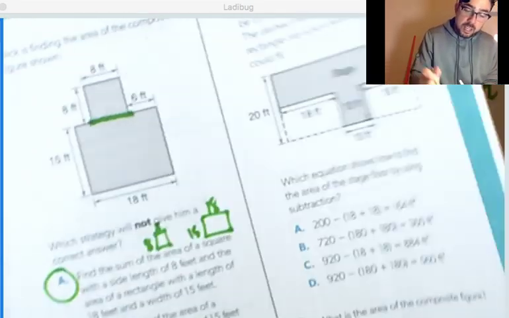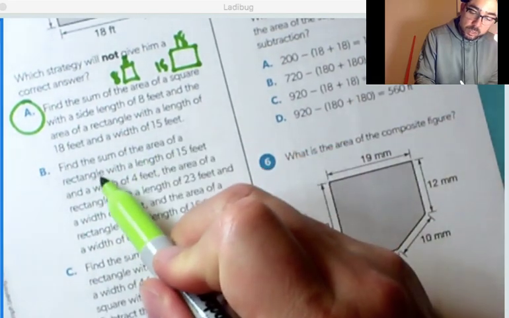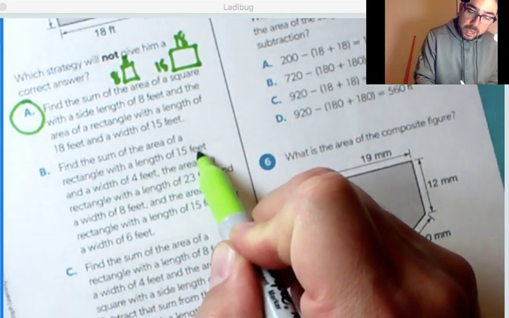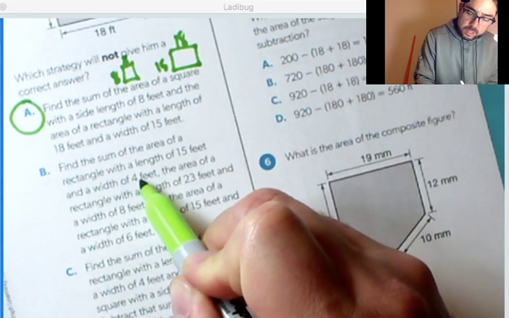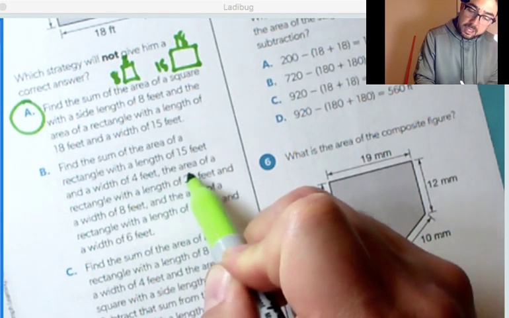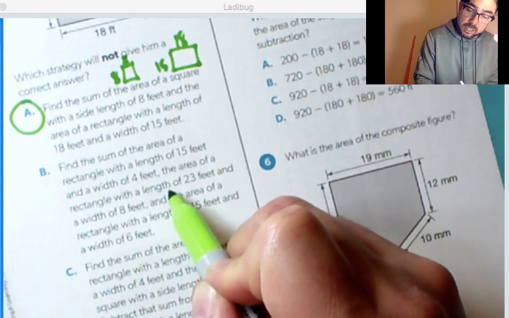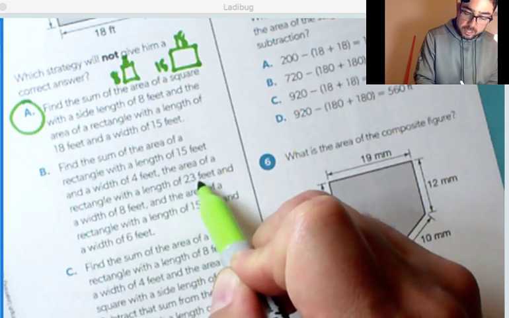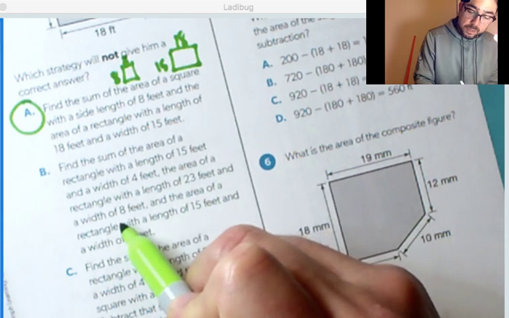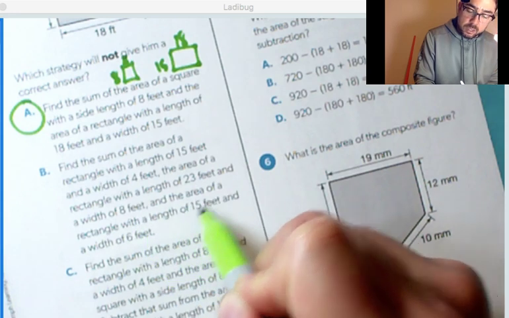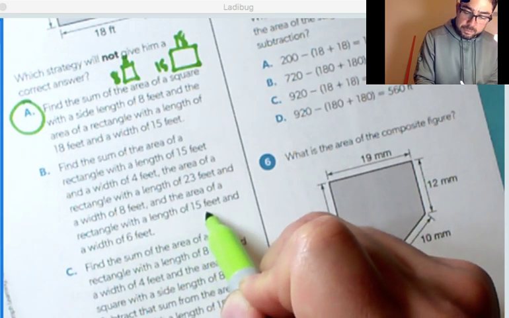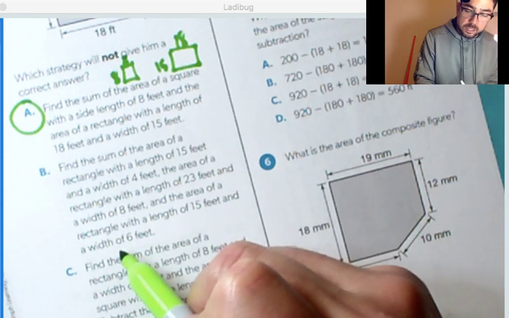B, find the sum of the area of a rectangle with the length of 15 feet and a width of 4 feet. So that's kind of suspect. And then the area of a rectangle with the length of 23 feet and a width of 8 feet. And the area of a rectangle with the length of 15 feet and a width of 6 feet.